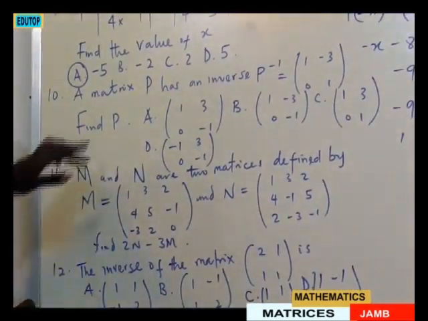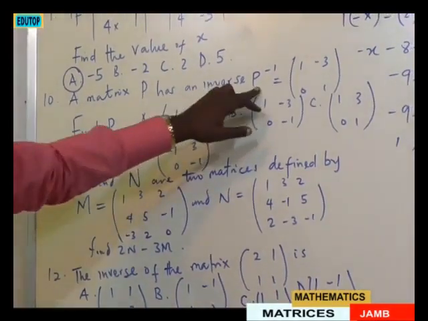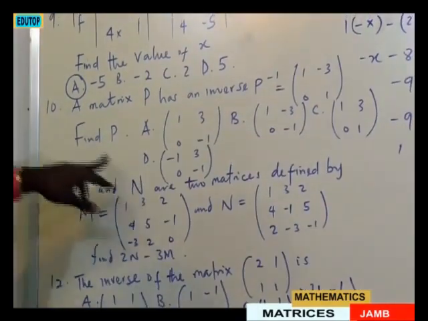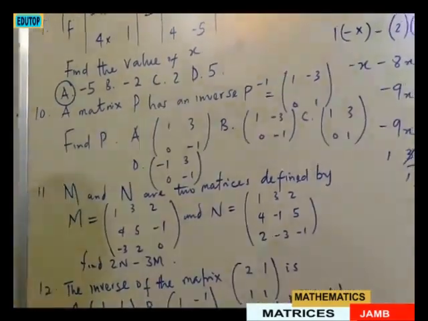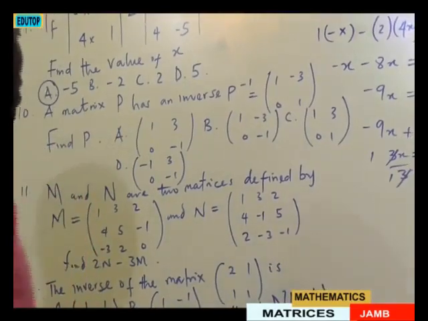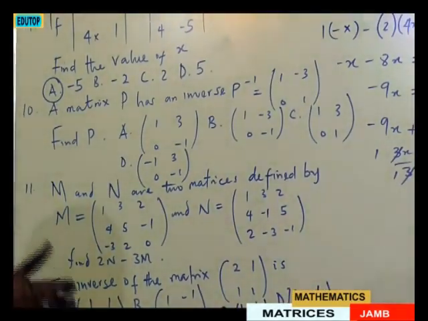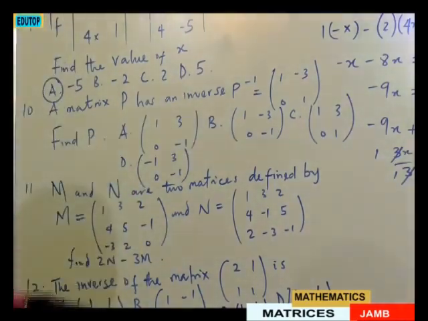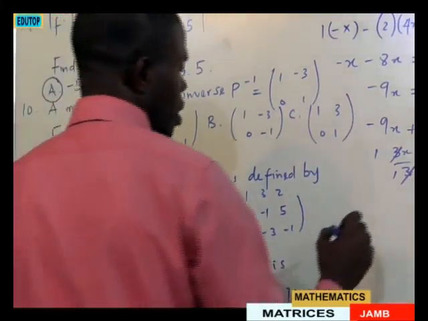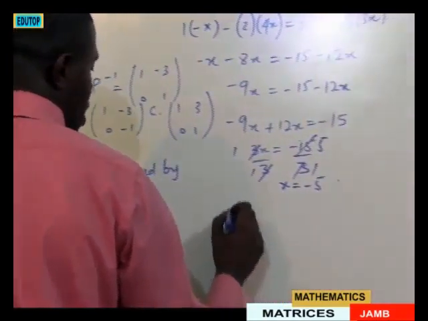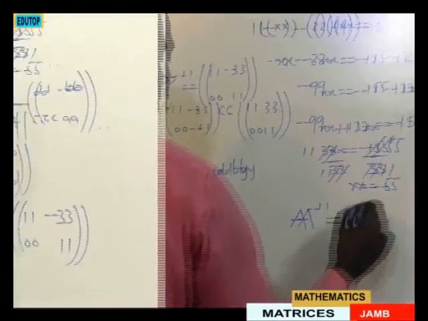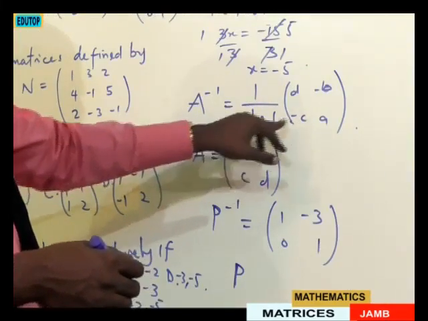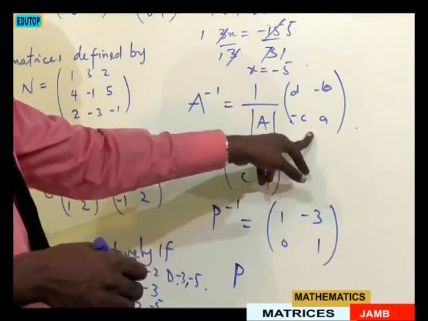Then the next question says that a matrix P has an inverse of this, which is equal to this. Find P. We have to be very careful at this level. The first thing we need to ask ourselves is what understanding do we have as far as inverse is concerned? We know that the inverse of the matrix A is 1 over the determinant of A, the matrix.